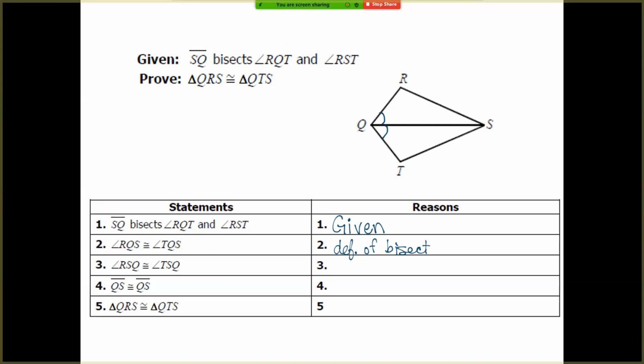Similarly for statement number 3, they're telling us that angle RSQ and angle TSQ are congruent. We know those two are congruent because, again, SQ is bisecting angle RST, so this angle has to be congruent to this angle. Again, by the definition of bisect.